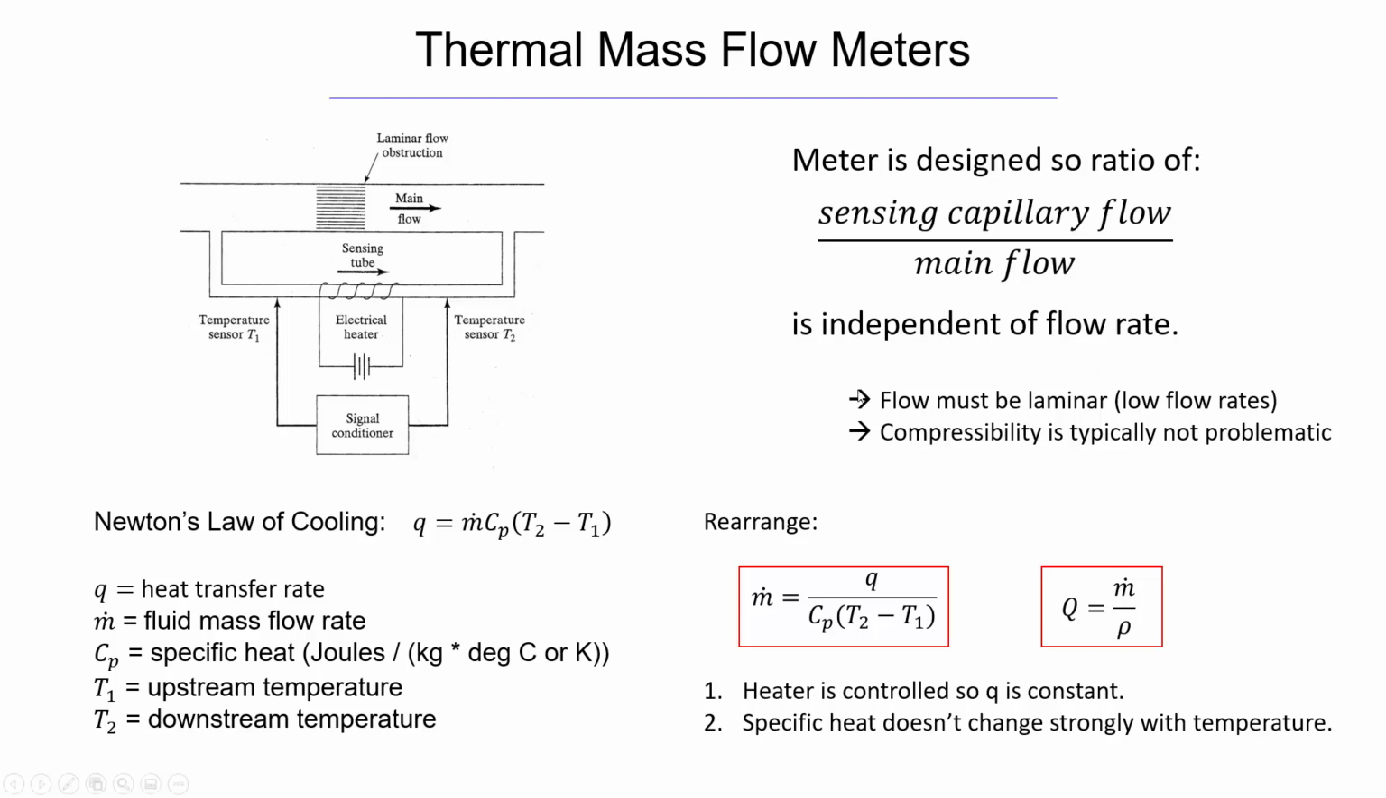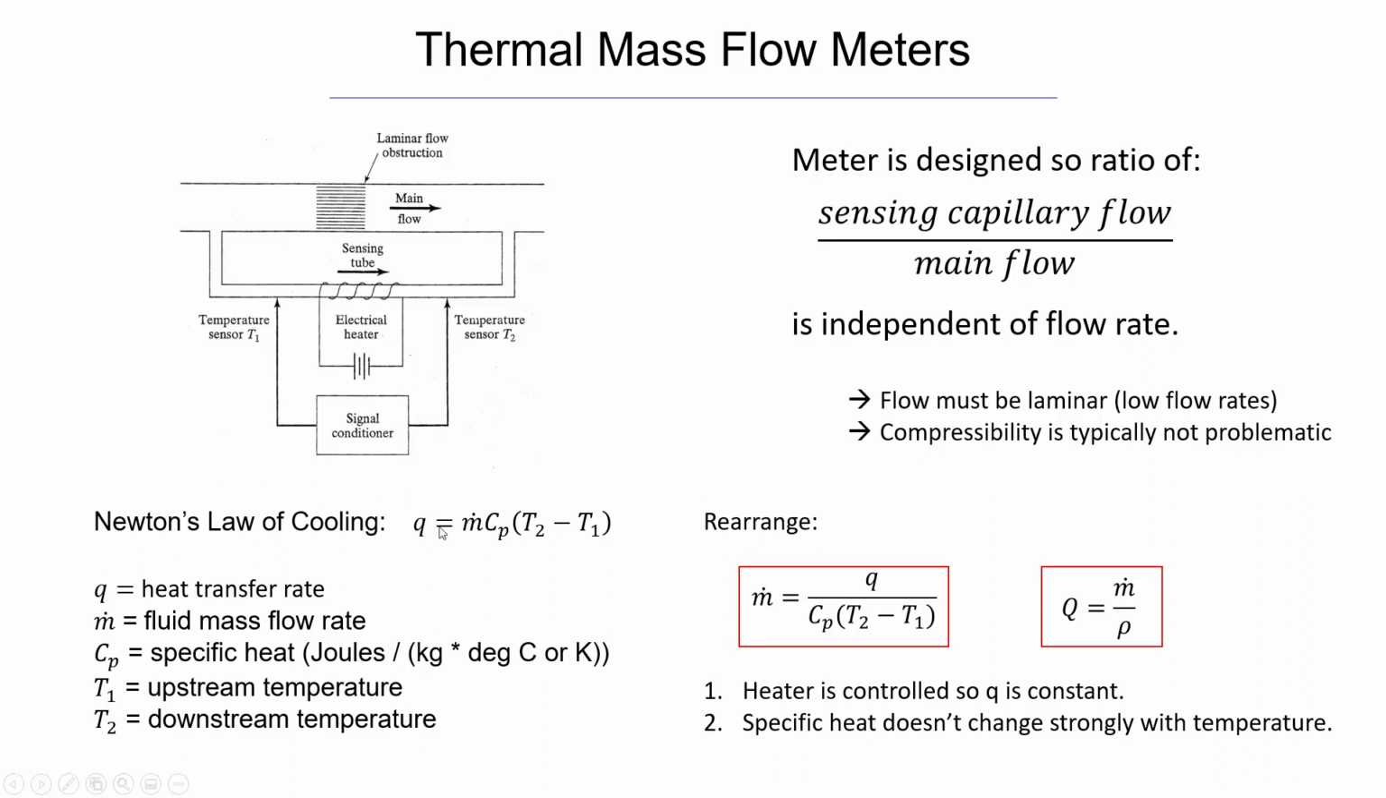So that's what this bullet point says here. Flow must be laminar, so low flow rates. And compressibility is typically not problematic. So like we said, you can use it for a liquid or a gas. Now let's get to that equation.